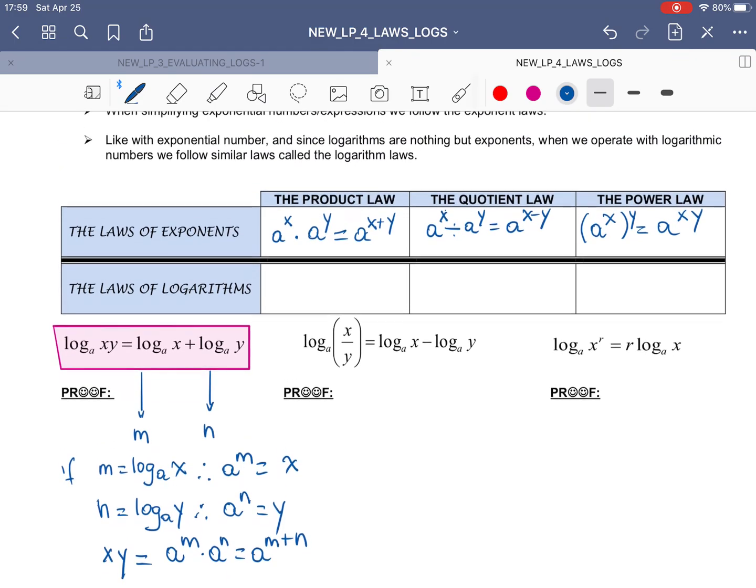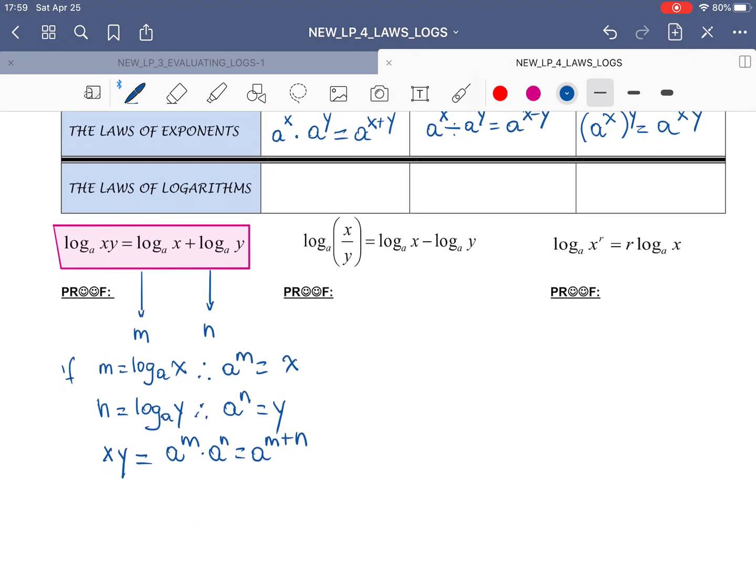So we are going to rewrite the same equation that we were given here. So this one here. And instead of log with base a of x y, now we're going to write log with base a. So again, instead of x y, we're going to write a to the power of m plus n. So I'm going to highlight them actually here. Okay. So we're going to write a to the power of m plus n.